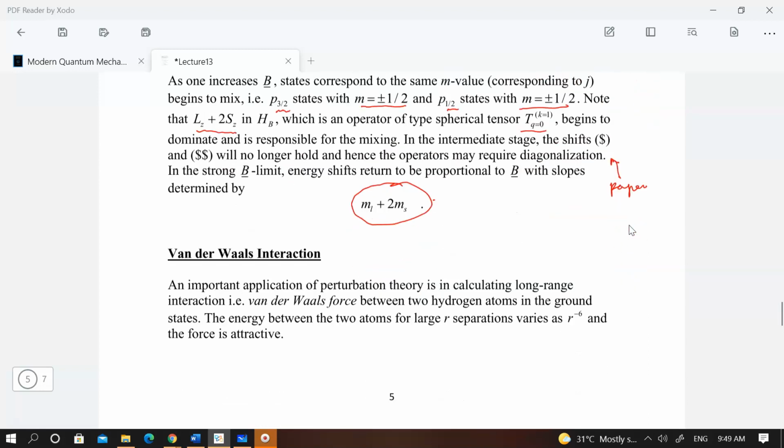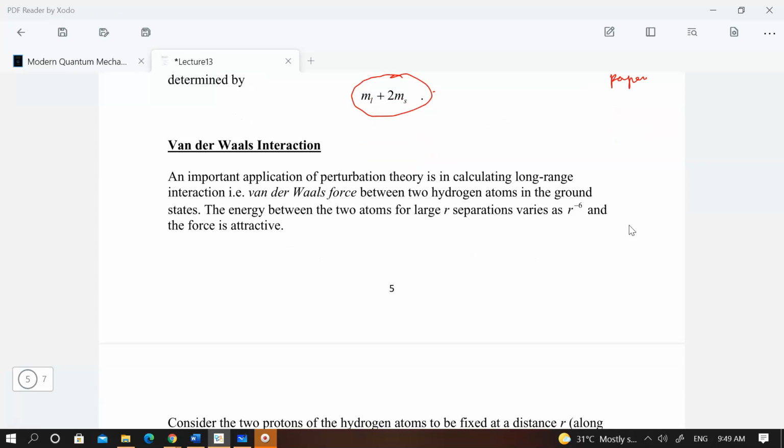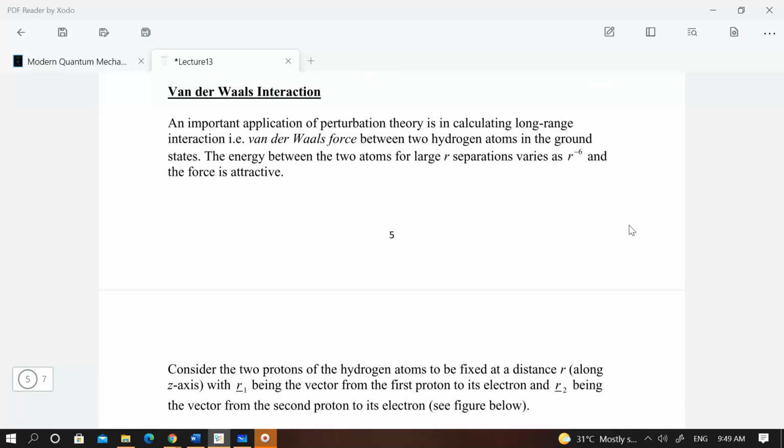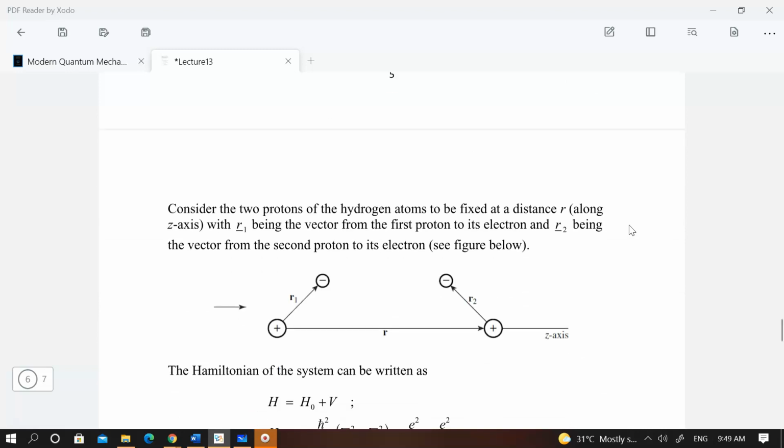The next one is that we want to apply perturbation theory to the van der Waals force. Remember, probably in first year physics or high school physics, you learned that the van der Waals force is some kind of effective force between two atoms. In this case, we're considering two hydrogen atoms in this manner. So you have your nucleus here and your electron here, nucleus here, electron here.